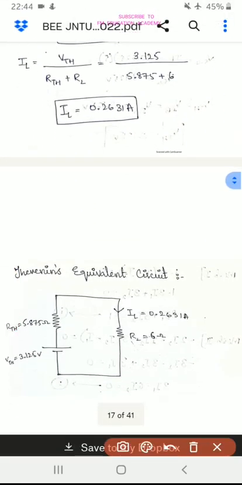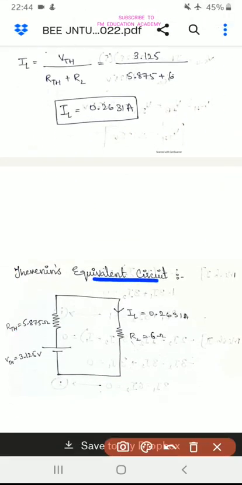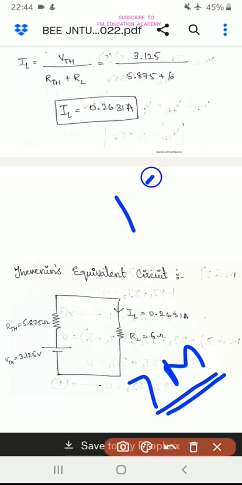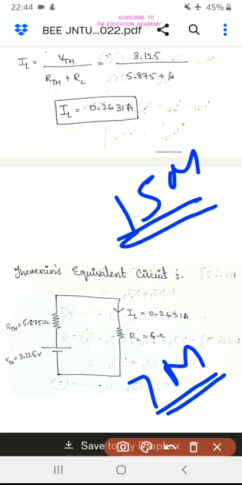Now what is the last step you have to do? You have to draw the Thevenin's equivalent circuit. How will the Thevenin's equivalent circuit be? VTH and RTH will be here and RL will be here. So VTH is 3.125, RTH is 5.875 and RL is 6 ohms. And IL also you write here. So this completes the problem. If you do this, you will get 7 marks if you did everything correctly. So in total you will get 15 marks for the first question.